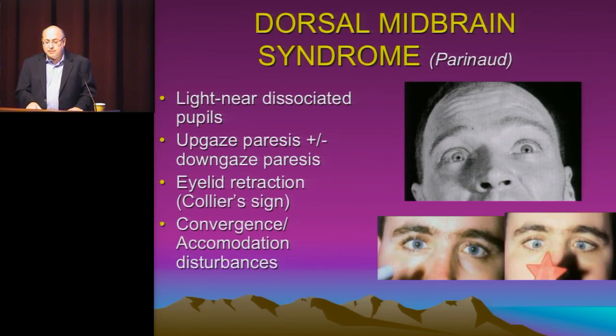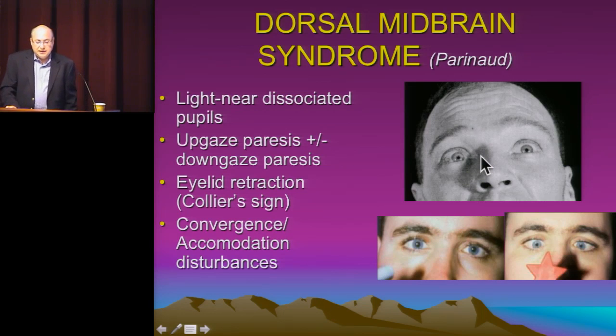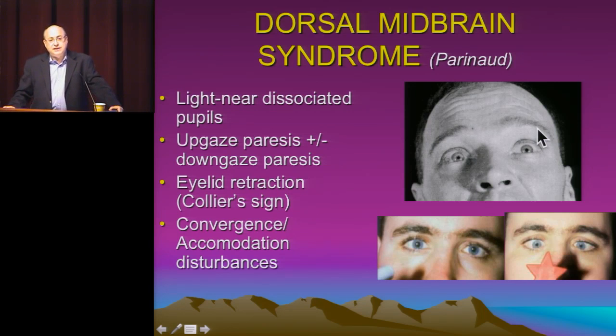And this is, of course, the dorsal midbrain syndrome, which gives you light-near dissociated pupils, mid-size, upgaze and downgaze paresis, more often upgaze. The eyelids are retracted, so that's called Collier's sign. This is one of 2 places where we really see this, the other one being Graves' disease. The distinctive feature is that this upgaze paresis is supranuclear, and there's no proptosis, chemosis, etc. There's accommodation and convergence disturbances too. So they may be overactively accommodating and converging or under.